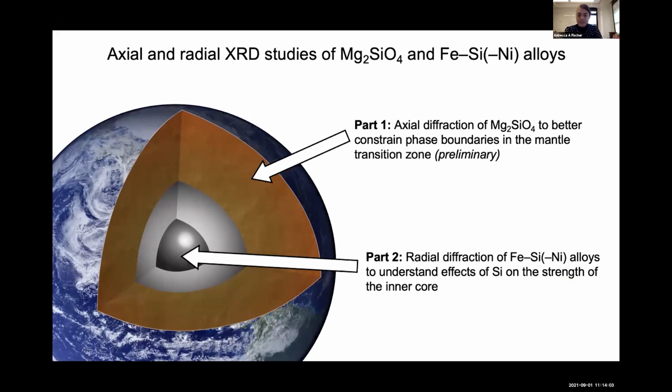Okay, so as I mentioned, there's going to be two parts to this talk. Part one is using axial X-ray diffraction of Mg2SiO4 to better constrain phase boundaries in the mantle transition zone. This is very much a work in progress, so all of the numbers I'm going to be showing you today are somewhat preliminary. And then in part two of the talk, we'll be discussing radial X-ray diffraction of iron silicon nickel alloys to understand the effects of silicon on the strength of the inner core. And that work is published, but to some extent still a work in progress as well.